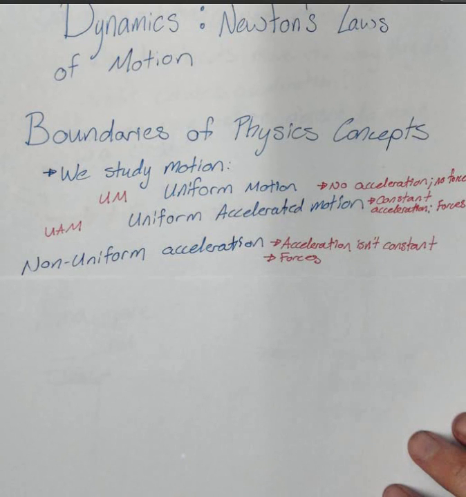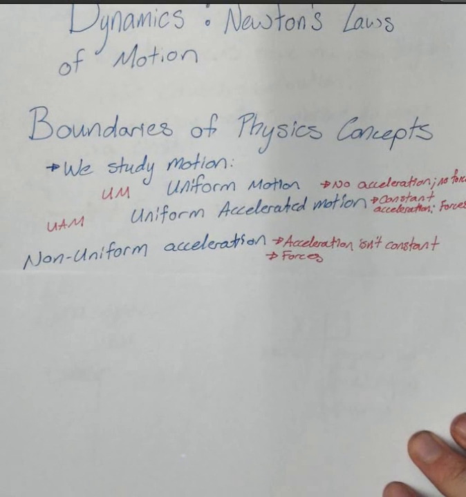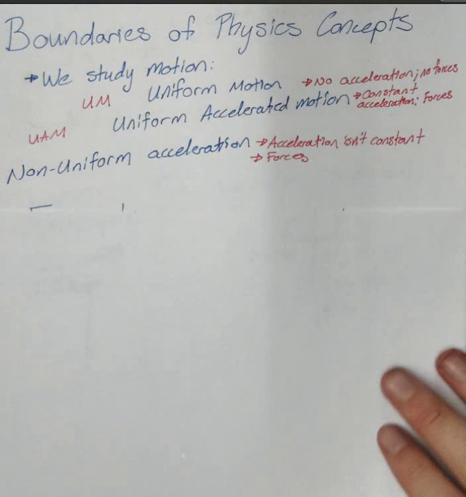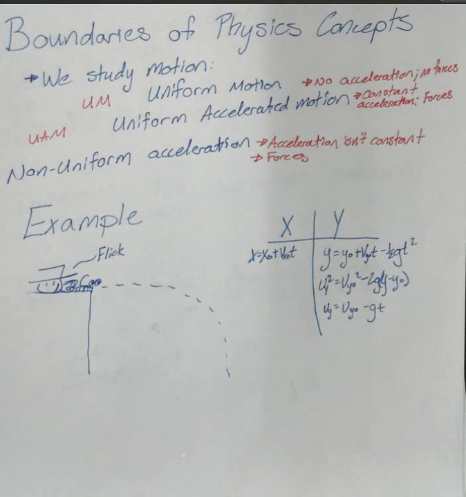But we haven't had an opportunity to study any situation in which there is non-uniform acceleration. So that's been a boundary. We haven't been able to consider what happened before an object was in free fall, what happens before the acceleration becomes constant and the force becomes constant. There are still forces present, but since the acceleration isn't constant, we could not use our kinematic equations to solve for non-uniform acceleration situations. So here's an example that we could use.